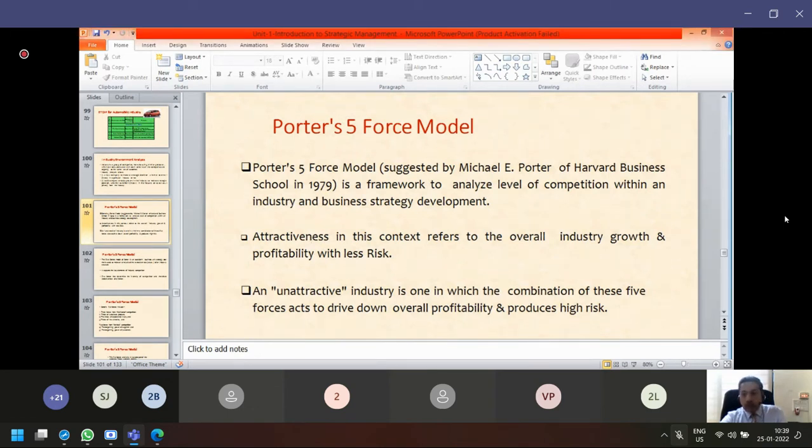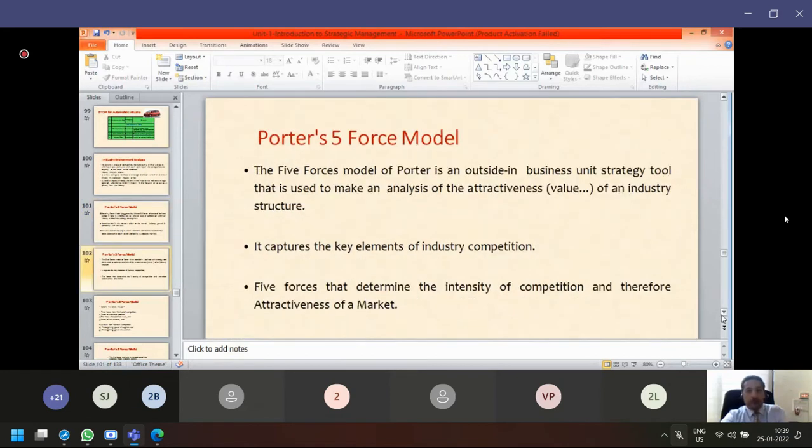Fine, we shall go ahead. So this 5 force model, again to understand with clarity, this 5 force model of Porter is an outside-in business unit strategy. Outside-in means we are understanding the external environment of a particular business and studying its impact on a company. So it is an outside-in business unit strategy tool that is being used to analyze the attractiveness of an industry structure.